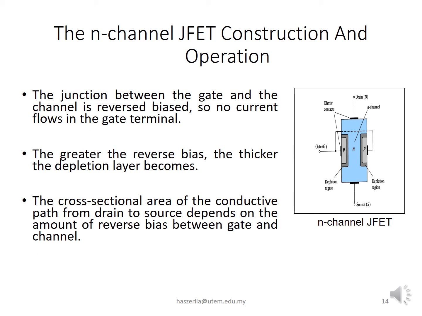The junction between the gate and the channel is reverse biased. Therefore, no current flows in the gate terminal. The greater the reverse bias, the thicker the depletion layer. The cross-sectional area of the conductive path from drain to source, which is the area in the blue color, depends on the amount of the reverse bias between the gate and the channel.